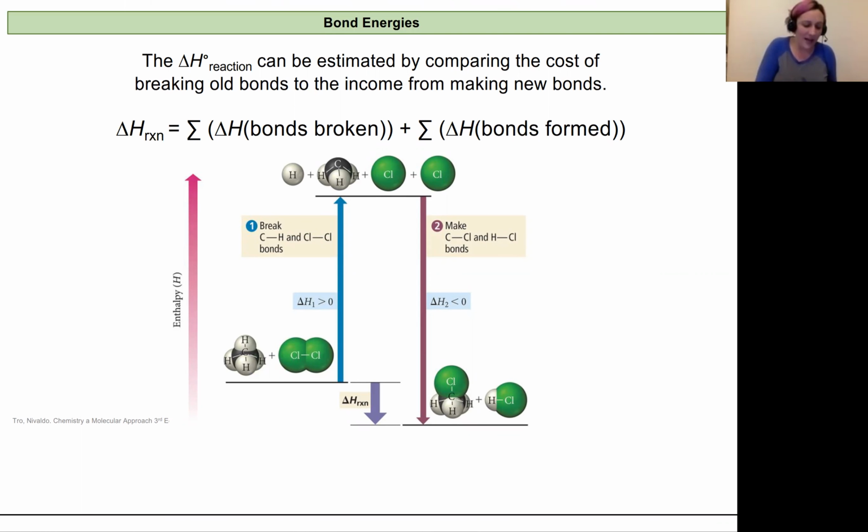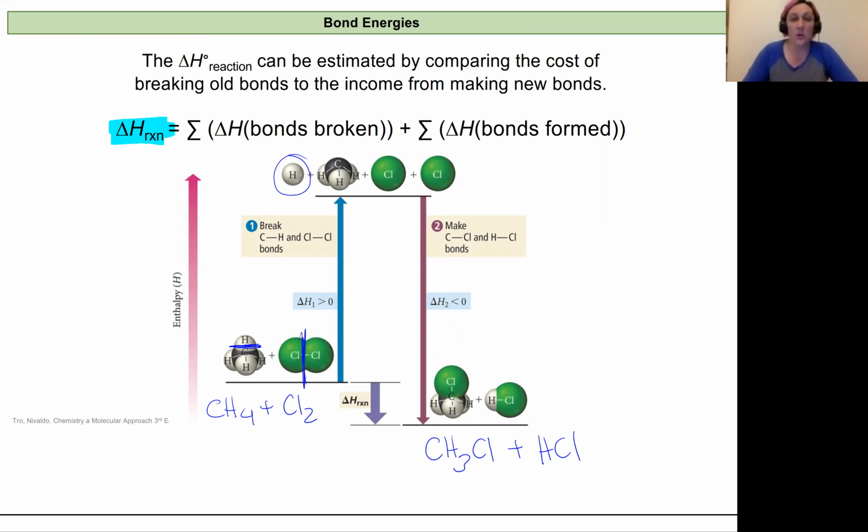So if I want to take the chemical reaction where I have CH4 plus Cl2, and I want to form CH3Cl plus HCl, what I'm going to be doing is breaking one of my carbon-hydrogen bonds. So I'm going to break one of these right here and separate that hydrogen. And I'm going to have to break this chlorine-chlorine bond as well. And so then these are separated right here.